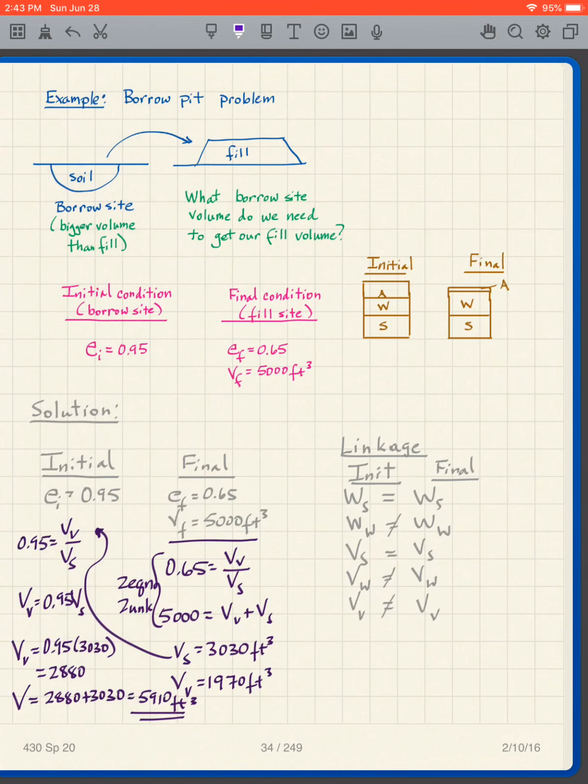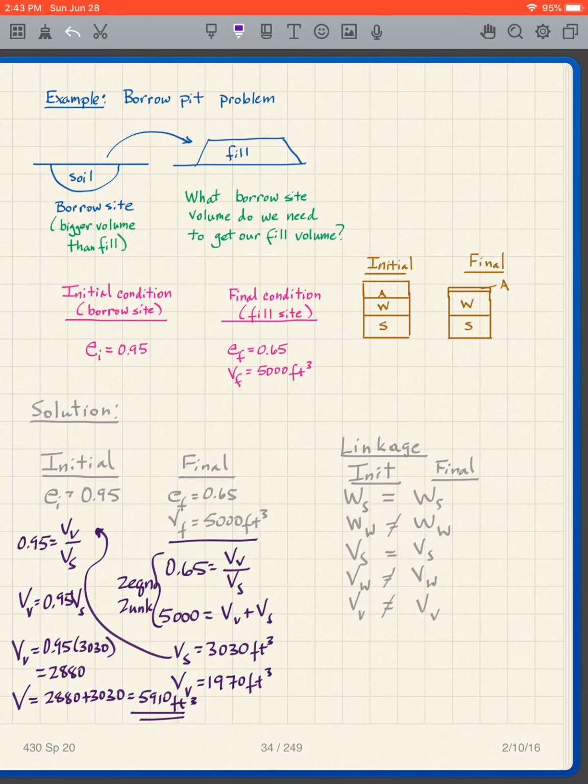All right, the next problem that I'm going to describe is a classic problem that is asked on almost all the fundamentals of engineering exams. It's the classic borrow pit problem. What do I mean by the borrow pit? Generally we want to create a fill of some sort, and where does the dirt come from? It comes from a borrow pit. So there's my borrow pit, my borrow site right there. And my goal is to take the soil from the borrow pit and create the fill.